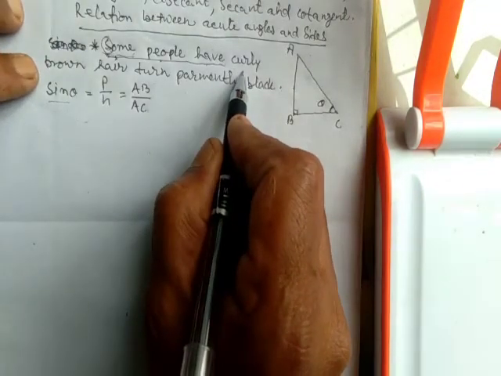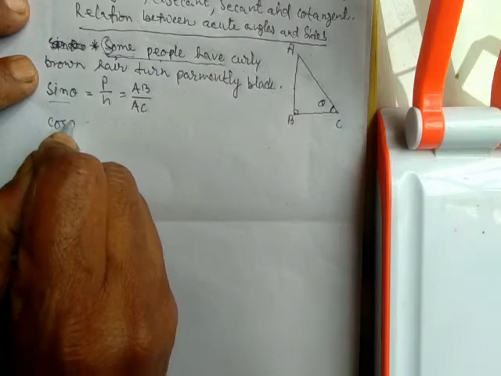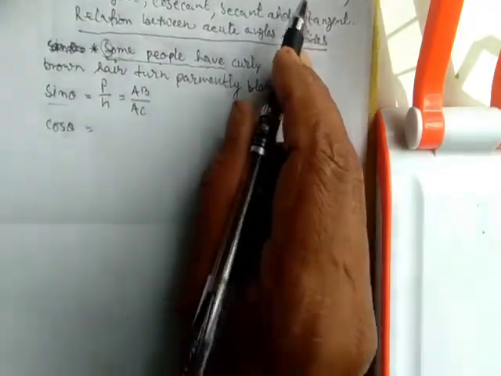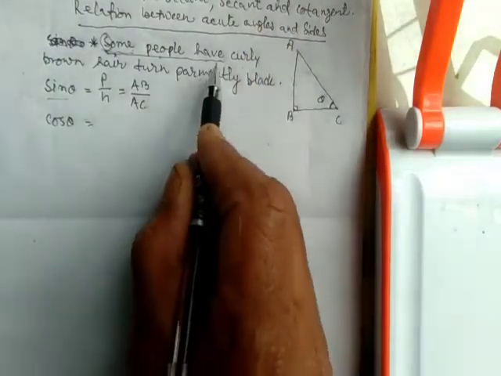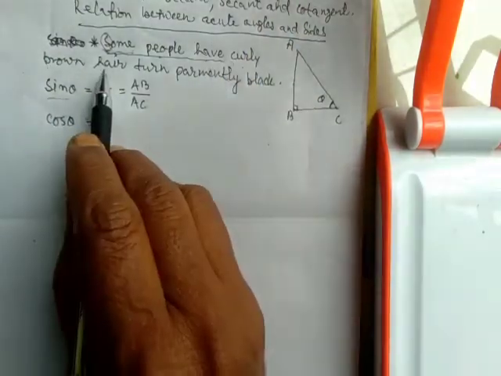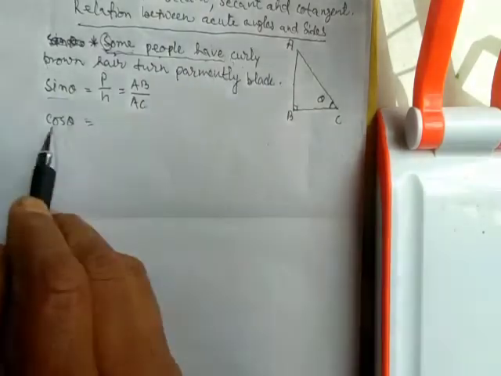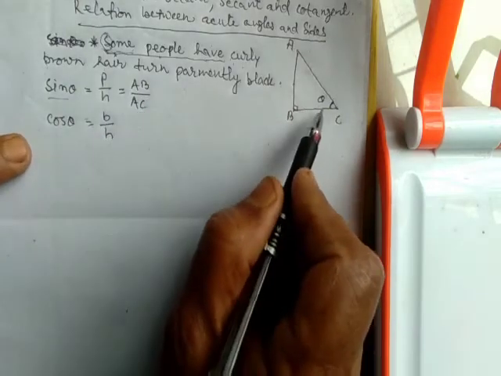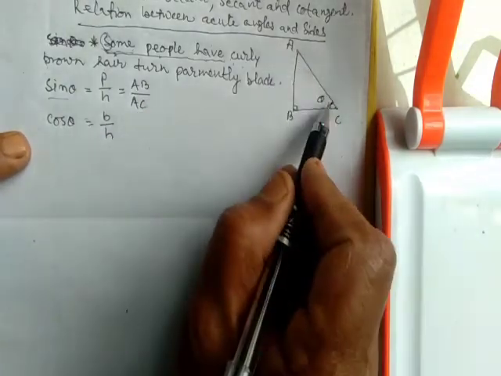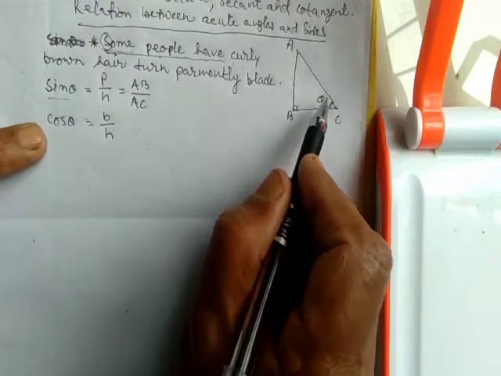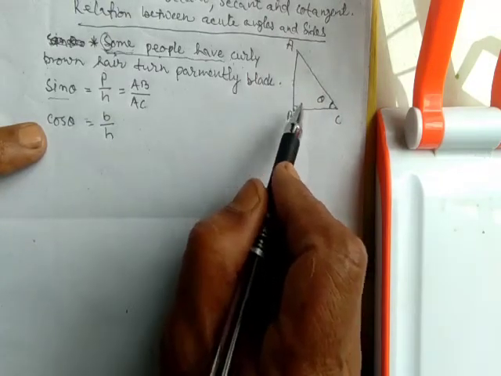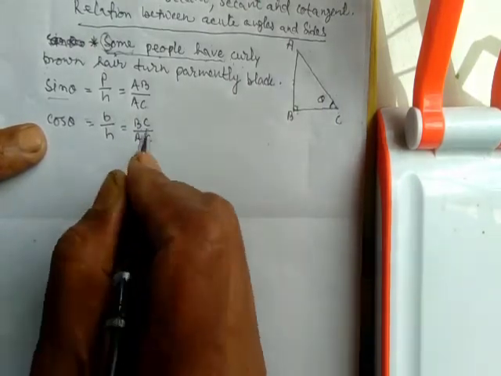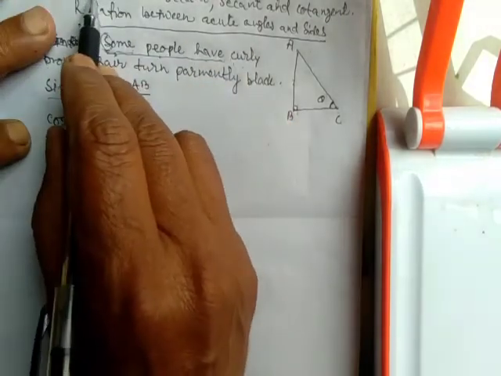Next, C, curly, cos. Cos theta is equal to curly brown hair, C, cos, brown hair, B by H. Which one is the base in this triangle? This is the angle theta, the side opposite to it is perpendicular, so the base is BC. Cos theta is equal to BC by hypotenuse AC.